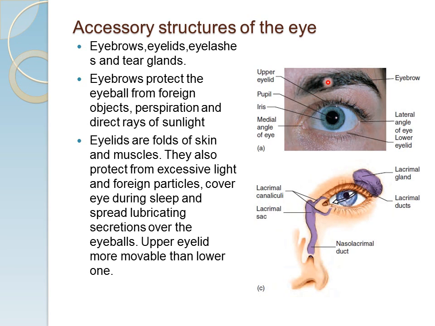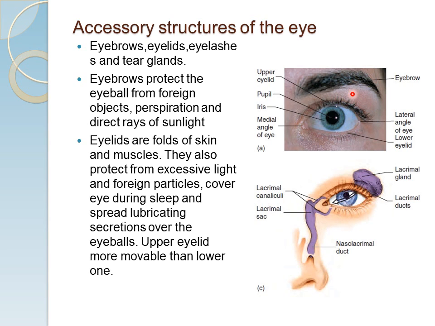Eyebrows protect the eyeball from foreign materials and objects, and if we are sweating profusely, the sweat should not roll down from our forehead and come inside our eye. So it is protecting our eyes from perspiration also. Direct sunlight is also blocked by the eyebrows as well as the eyelids.